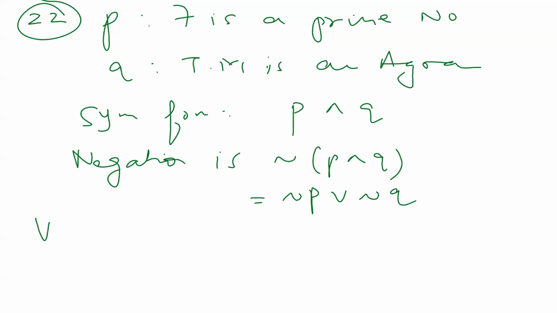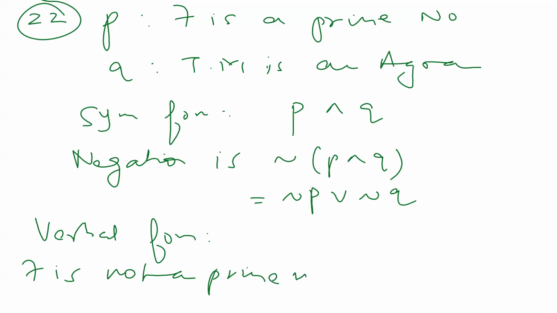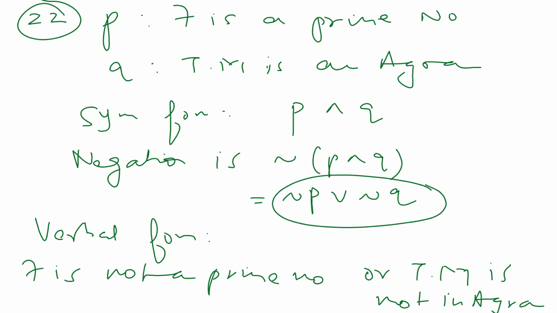Now verbal form. 7 is not a prime number, or Taj Mahal is not in Agra. अब ये ट्रू है कि फॉल्स है, इससे अपने को कुछ लेना देना नहीं है. We just have written the verbal form of this. This was sub question 1.